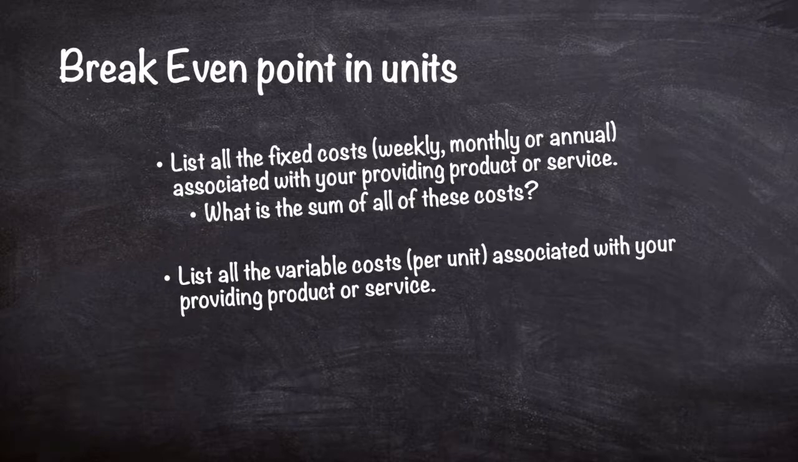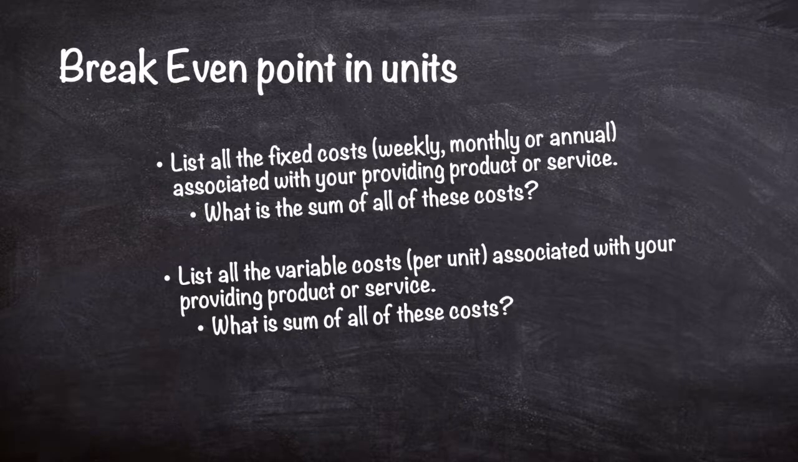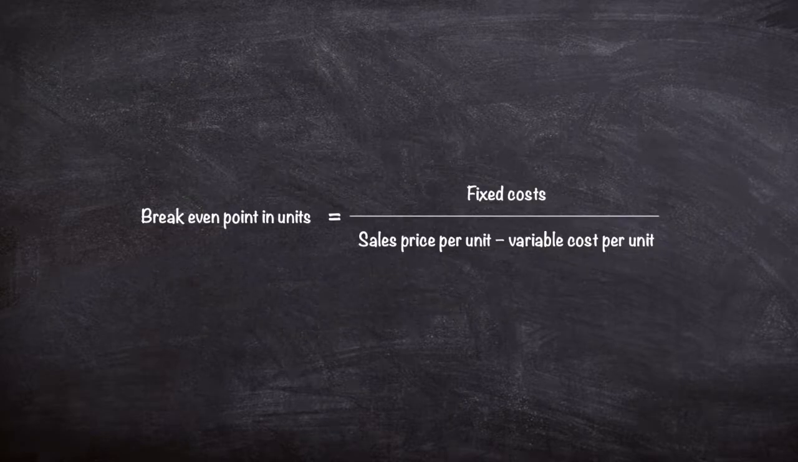Then you list all the variable costs per unit associated with your providing product or service. That is the things that vary depending on how many units you produce. Could be costs for material, for instance. What is the sum of all of these costs? Then to calculate the break-even point in units, you take the fixed costs, the sum of those, and you divide it with the sales price per unit minus the variable cost per unit.